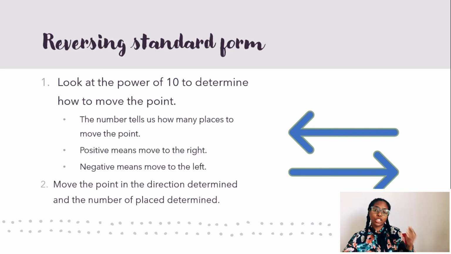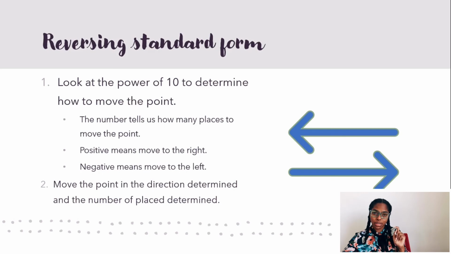Now, just as we just expressed a number in decimal form in scientific notation or standard form, what about the reverse? Sometimes they'll give us a number in scientific notation and expect us to write it out the way we usually would. So let's look at how to do that. First thing we do is we look at the power of 10 to determine how to move the point. Now, what does that mean? It means that the number tells us how many places to move the point.